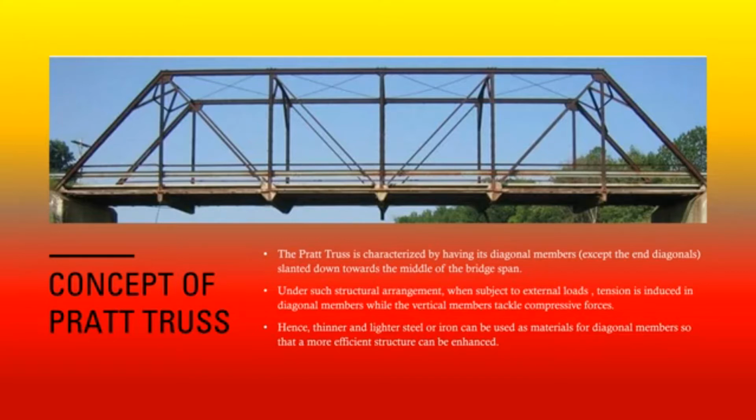Under such a structural arrangement, when subject to external loads, tension is induced in the diagonal members, while the vertical members take compressive forces. Hence, thinner and lighter steel or iron can be used as material for the diagonal members so that a more efficient structure can be achieved.